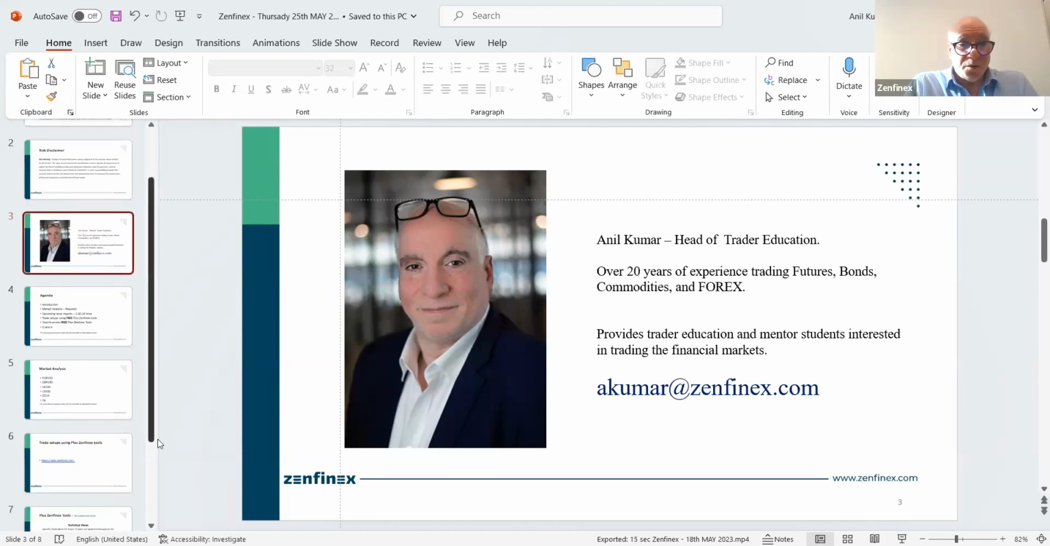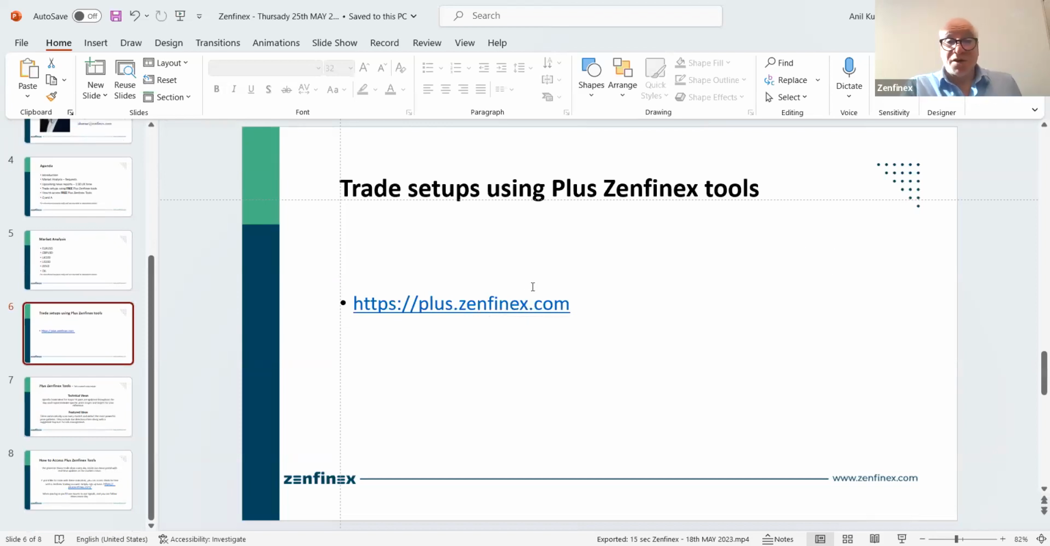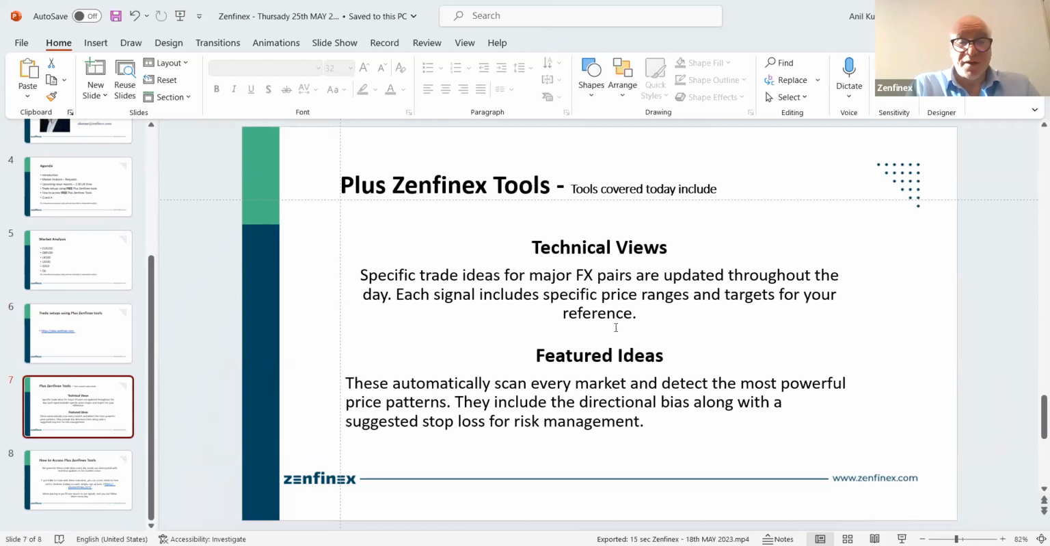And those of you who just want to have a look around, what we've covered here is the Zenfinex Plus tools. It's free registration. Sign up, and you'll get access to the tools we've just covered very, very briefly today. But I ran out of time. We covered featured ideas very, very briefly. I have on previous webinars covered those in greater detail, but I think there's more action happening in the charts. So I wanted to cover that and the trade setup that I have currently already running on a live account.